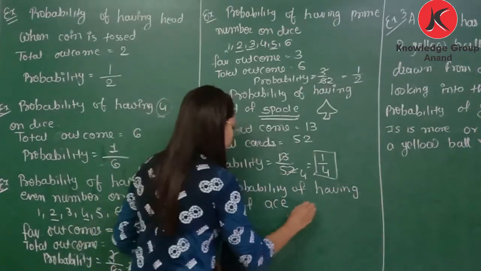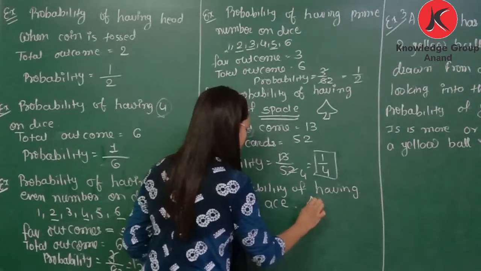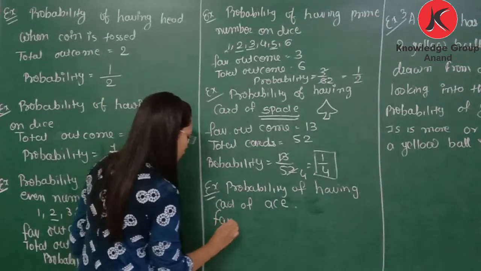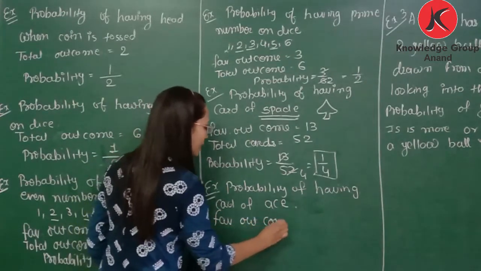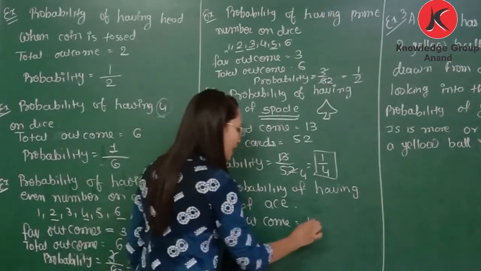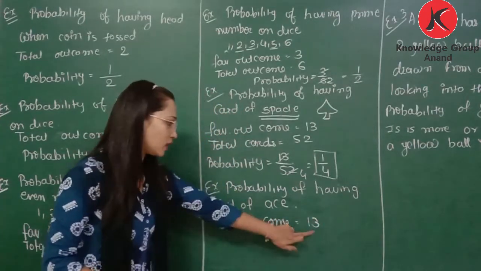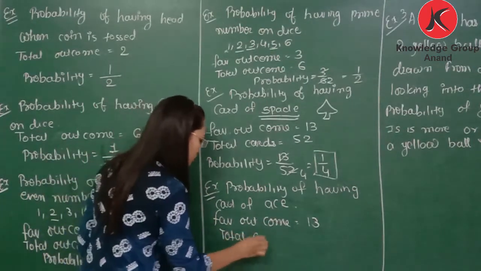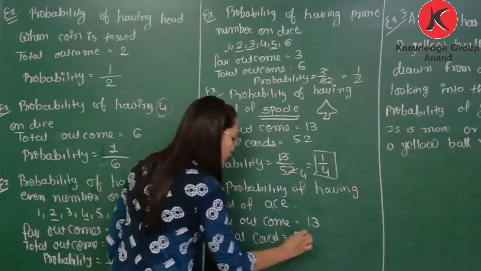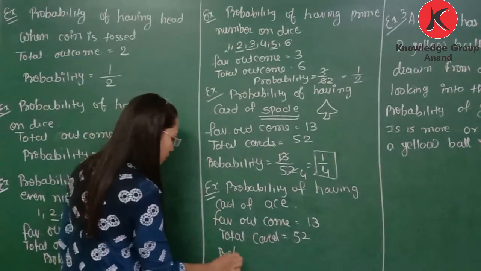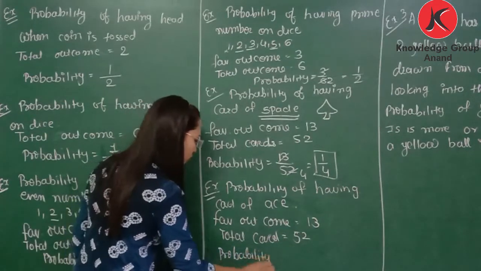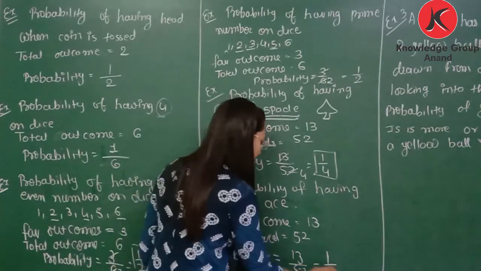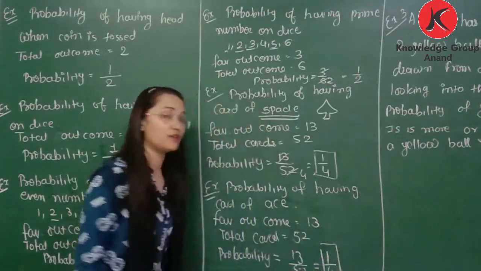Now next, the probability of having a card of ace. So it is like this symbol. So here the favorable outcome, how many cards contain ace? There are 13 cards that contain ace and total cards are equal to 52. So again probability is equal to 13 by 52. So that is 1 by 4. Again the card of ace will be 1 by 4.